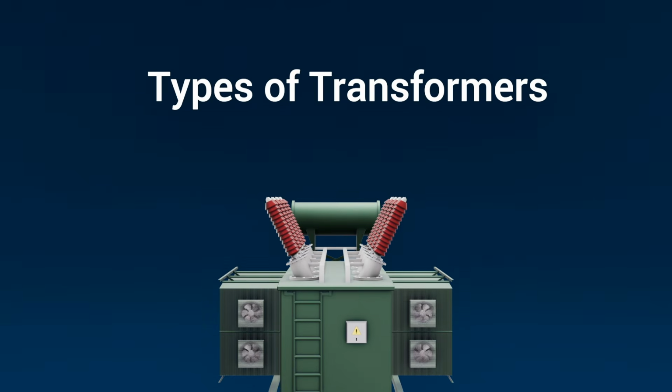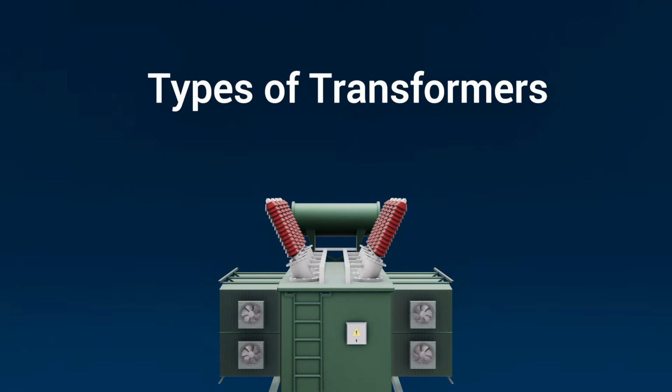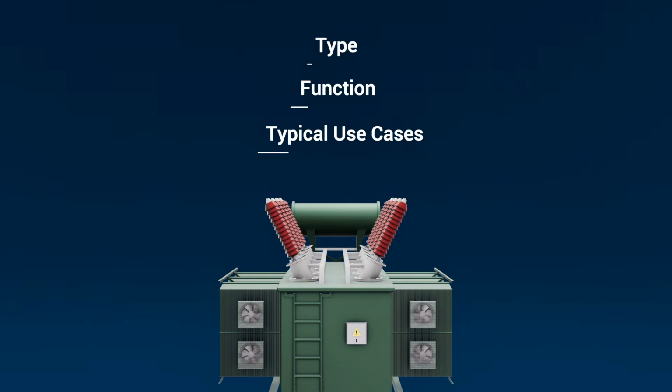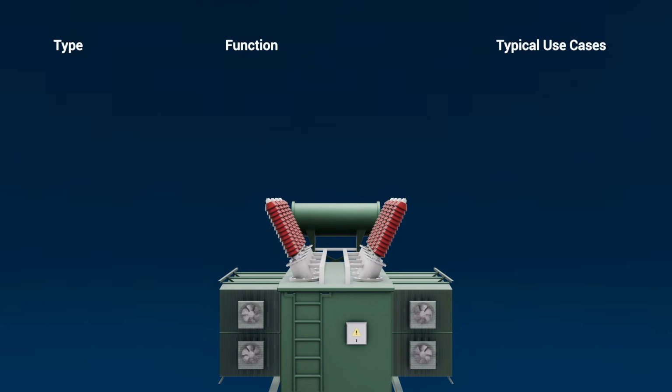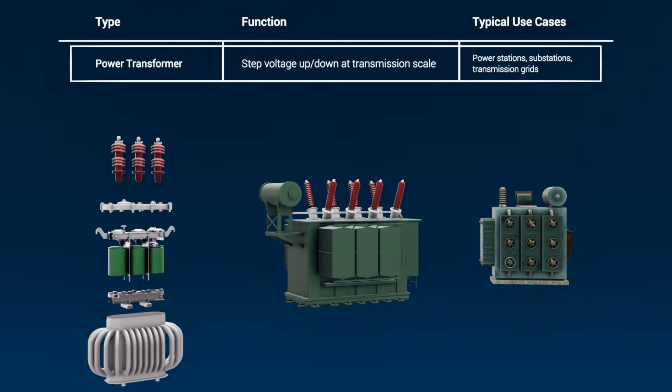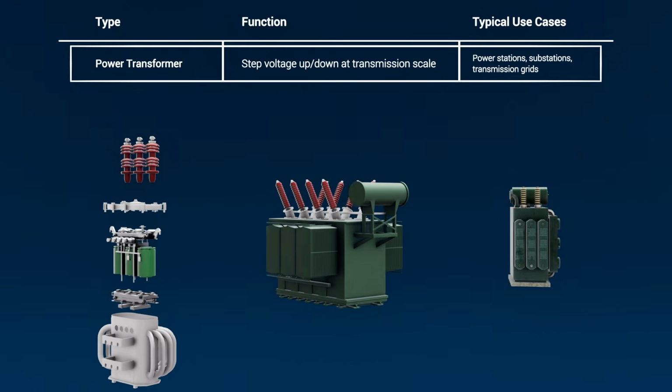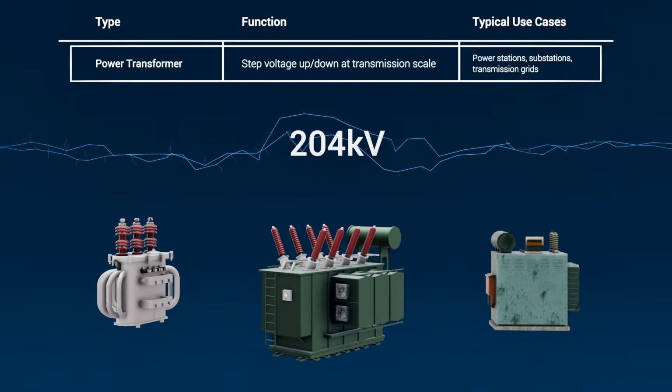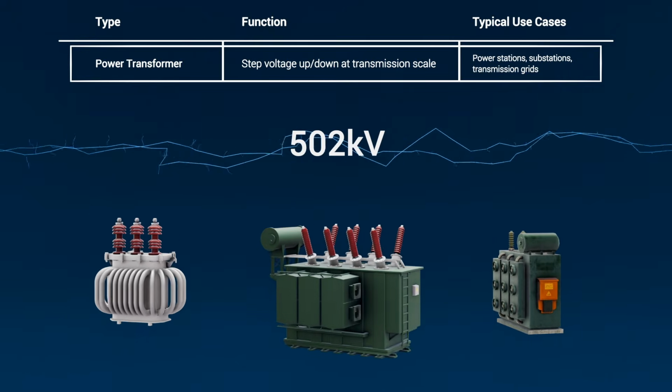Types of transformer. Not all transformers are built the same. Each type is carefully designed for a specific role in the journey of electricity. Let's break them down. At the top of the chain are power transformers. These are used in transmission networks working at extremely high voltages, often hundreds of kilovolts.